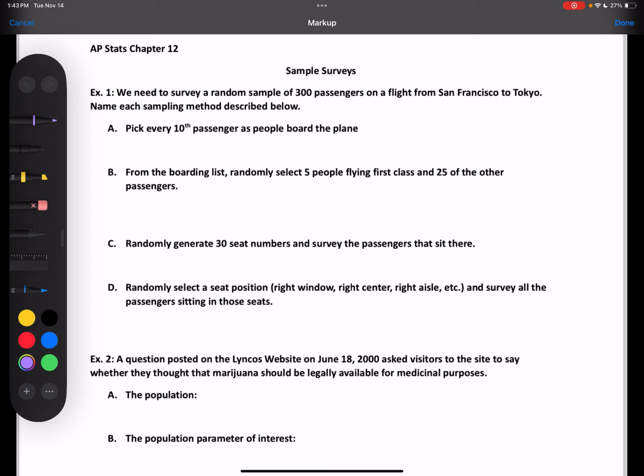All right, we need to survey a random sample of 300 passengers on a flight from San Francisco to Tokyo. Name each sampling method described below. So you will need your notes to pick these out. Pick every 10th passenger as people board the plane.